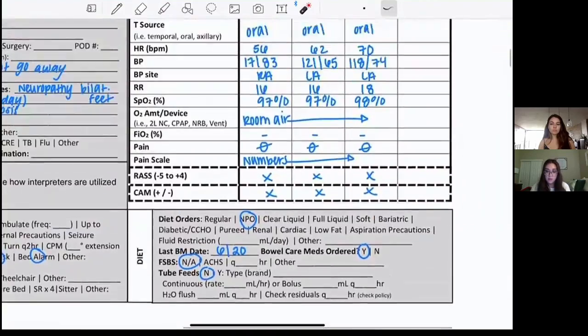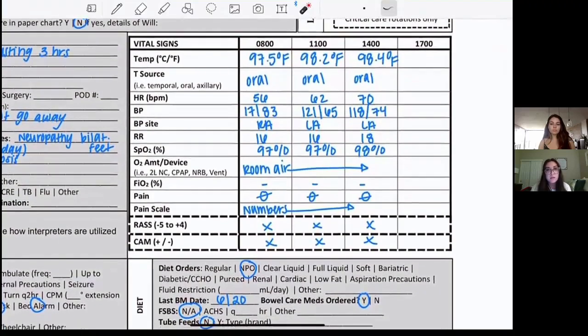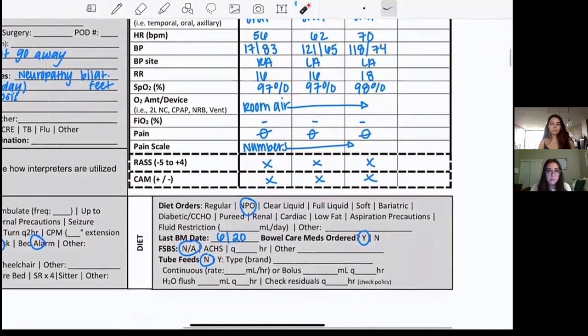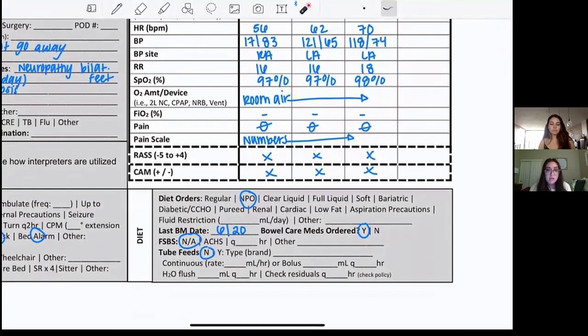And then this section over here is where you're going to put in all of your vitals. And then down here, we have the diet orders. So he was NPO because he was going to a procedure.